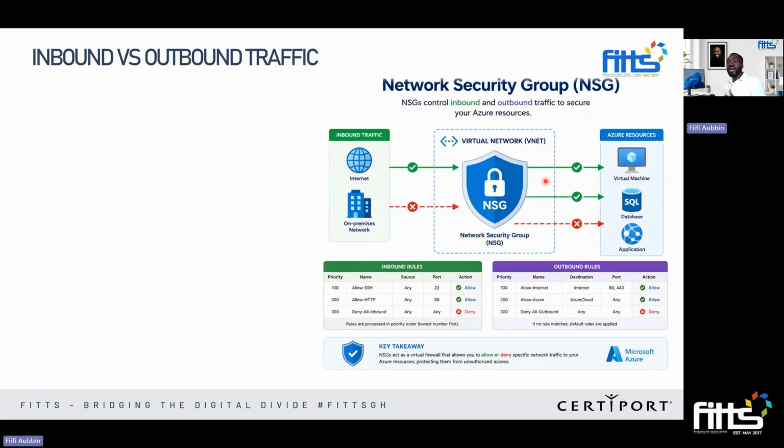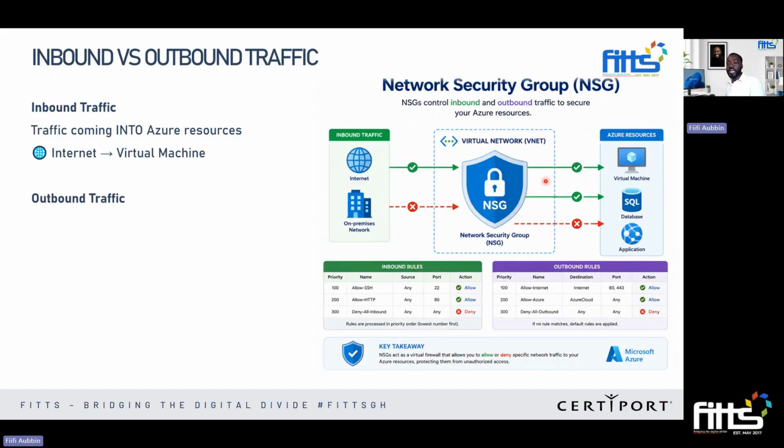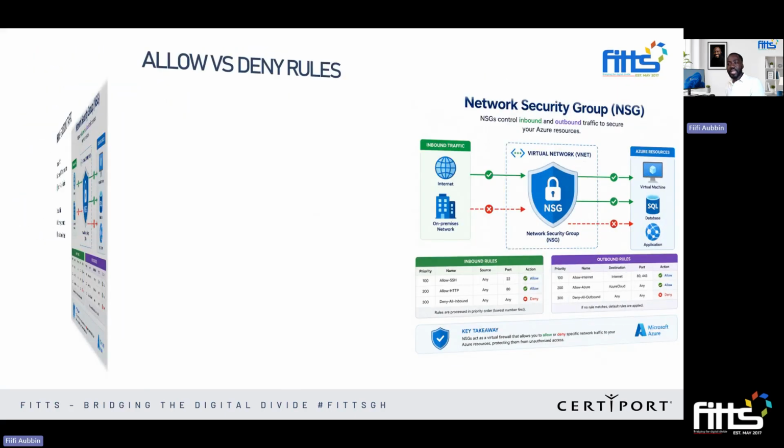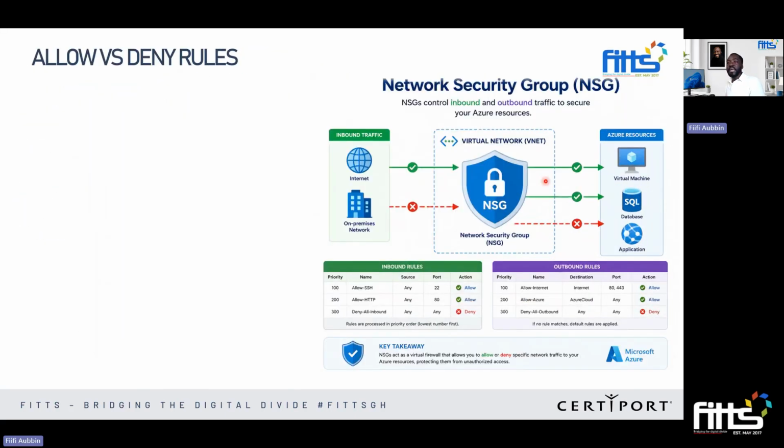And then we also have inbound versus outbound traffic. If something is inbound, then obviously it's coming into your Azure resources, so from the internet to your virtual machine. Outbound traffic is traffic leaving your Azure resources, so from your virtual machine to the internet. I believe it's clear and it's not that confusing. Then we have allow and deny rules, and they obviously have some default rules. NSG rules include allow rules, which permit traffic, and deny rules, which block traffic.